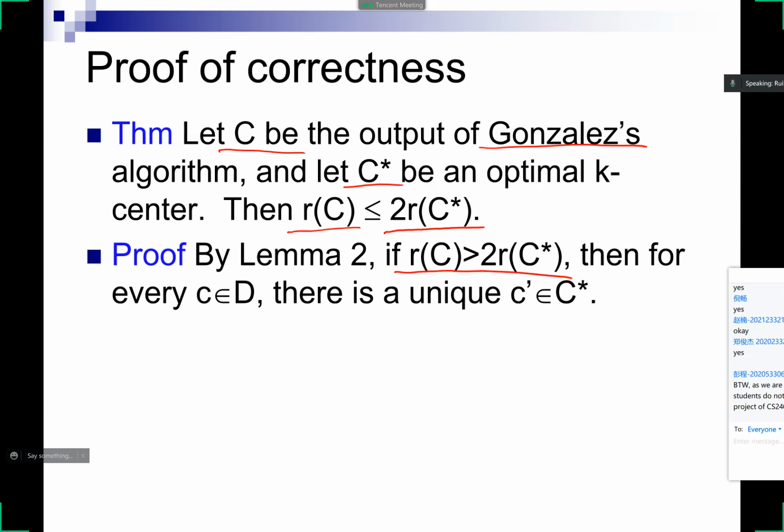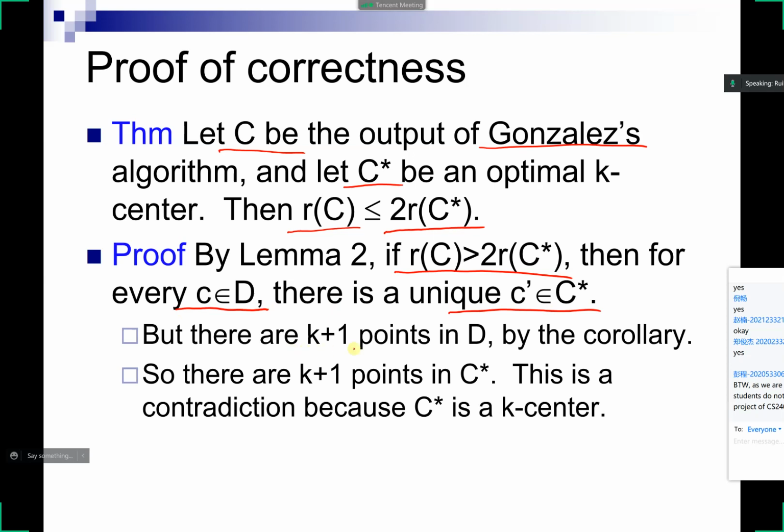radius, then by the previous lemma, for every one of our points in D, there's a unique optimal center. However, we know that there are k plus 1 points in D, which includes k centers and then one more point. So that would mean that there are k plus 1 points in C star, which is a contradiction because C star is a k center. And so that means that our radius is at most 2 times the optimal radius.